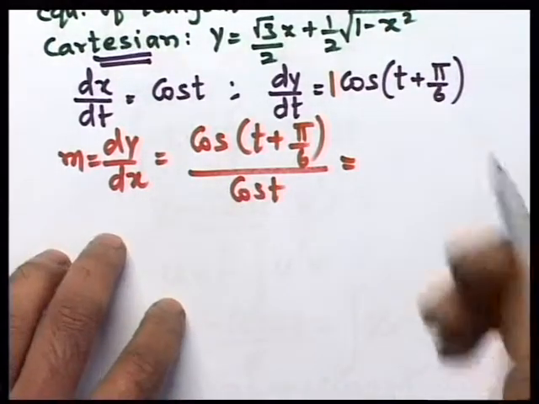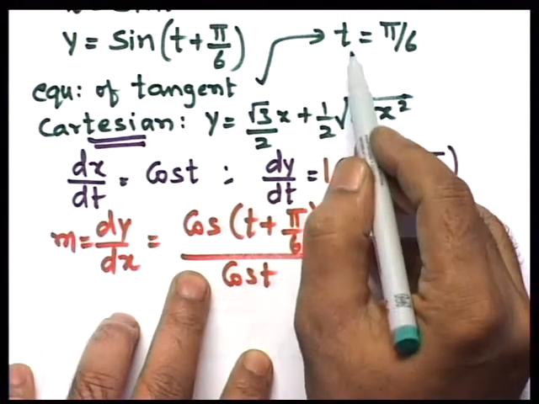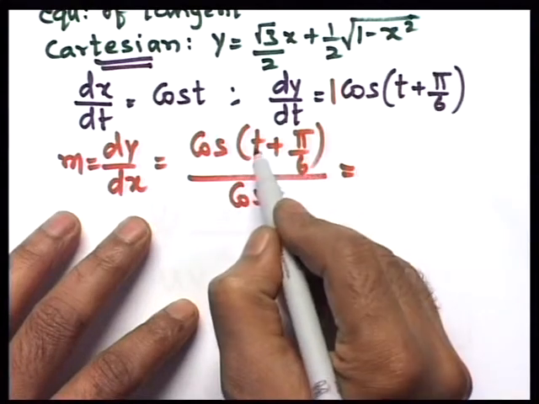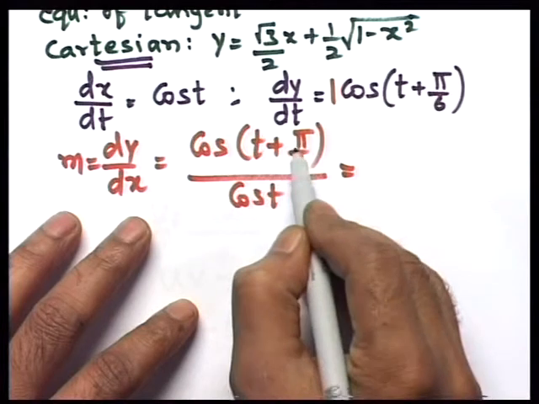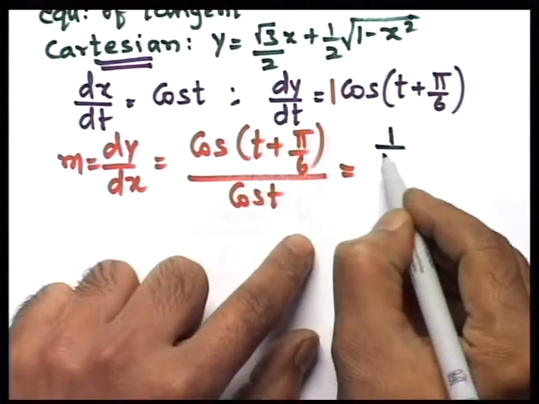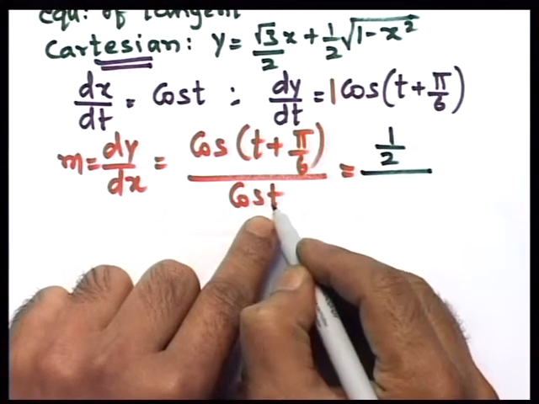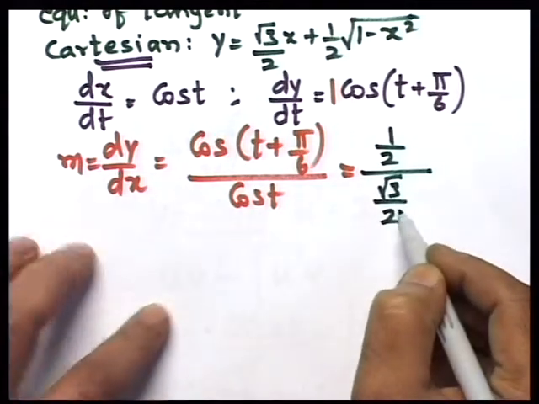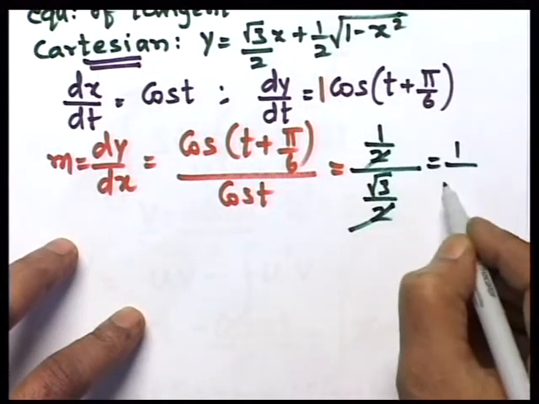We just need to find the gradient of the curve at that point. We need it at t equals pi over 6. So pi over 6 is 30 degrees. That's 30 and 30, so together that will be 60. Cos 60 is actually half, divided by cos 30, because that's pi over 6, which is root 3 over 2. So those two cancel, and the answer I got is 1 over root 3.